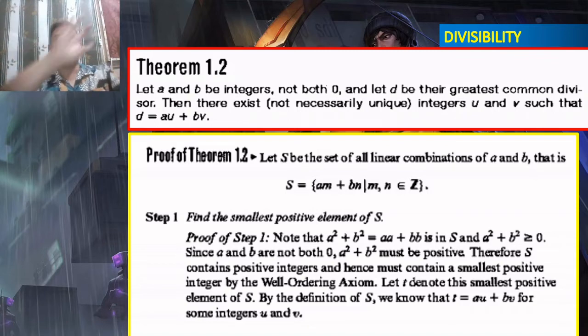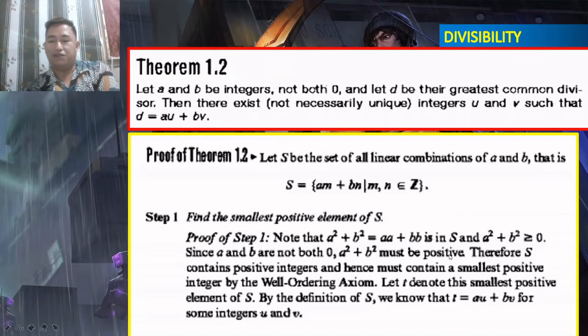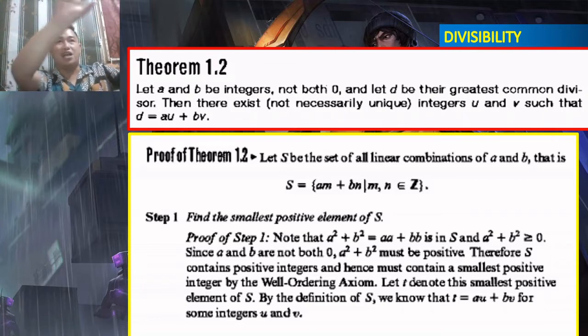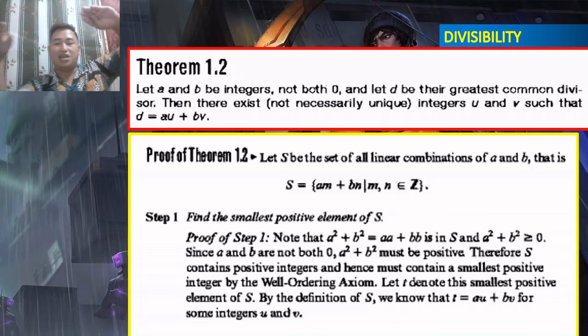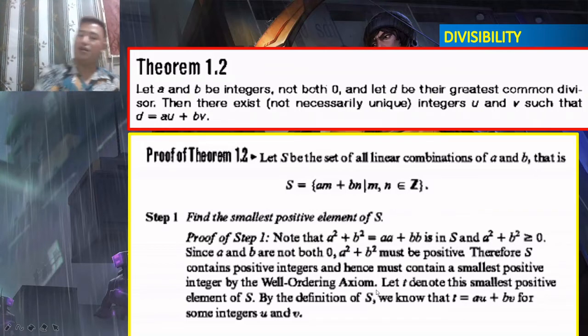Therefore, class ang atong set S naa siya mga positive integers. So, napi mga negative. Okay. So, therefore, S contains positive integers and hence must contain a smallest positive integer by well-ordering axiom. Okay. So, since na siya mga positive class, makita class nga smallest positive integer dito by well-ordering axiom. Diba? Siyempre, okay, makita jud class tungod aning well-ordering axiom.